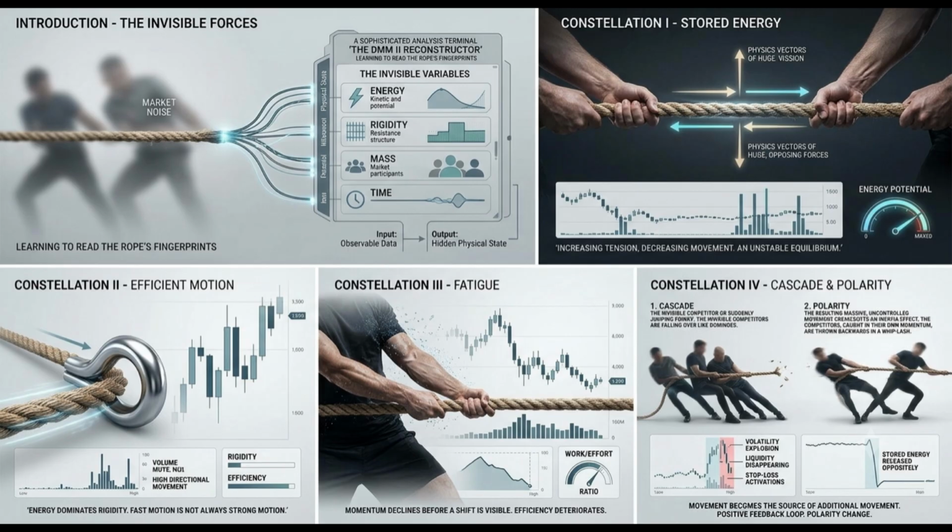Market fingerprints. Typical observations include sudden volatility expansion, liquidity disappearing, stop-loss clusters, increasing acceleration, forced liquidations. A cascade is not merely a strong trend. It is a positive feedback loop. Movement itself becomes the source of additional movement.